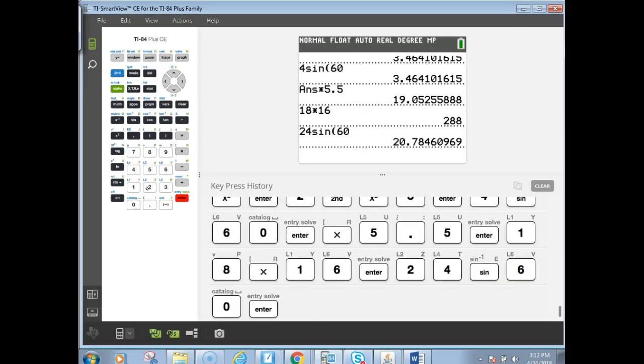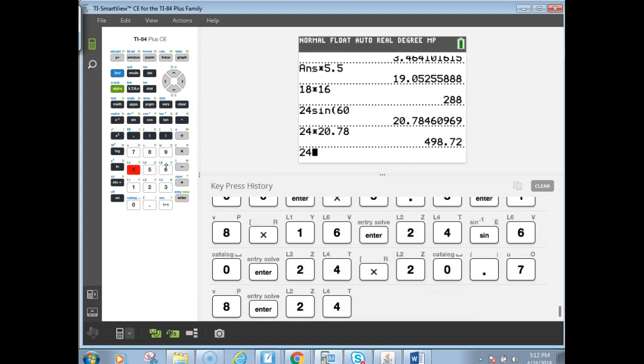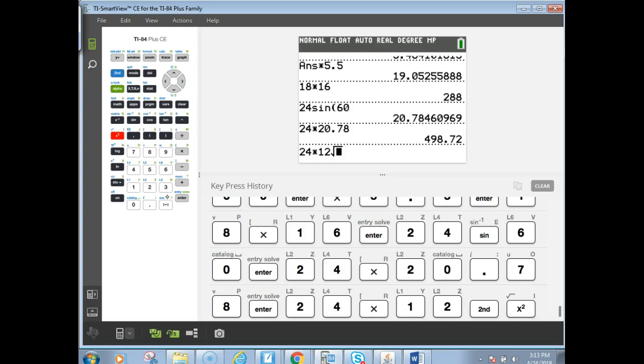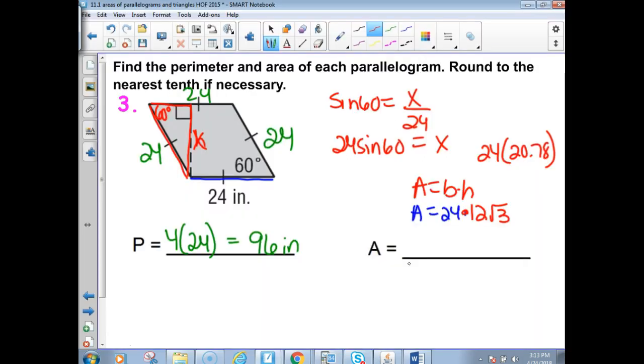And if you're a tiny bit different in your decimals because of rounding, I will not penalize that. What was 20.78 or 12 root 3? I'll show you how they are the same. Times 12 root 3. To give us the same answer, almost identical, except one is rounded already within the problem. This is the best answer, 498.8, and that would be in square inches. If you have a little bit different, don't worry.